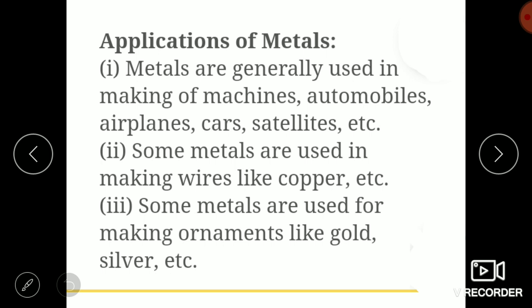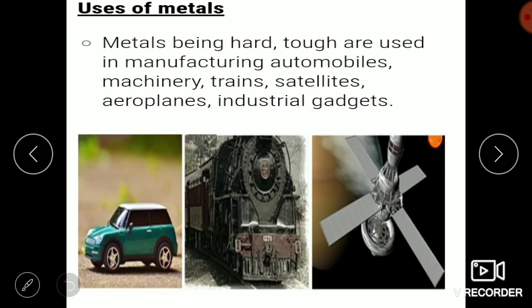Now we'll see some applications of metals. Metals are generally used in making machines, automobiles, airplanes, cars, satellites, etc. Some metals are used in making wares like copper, aluminium. Some metals are used for making ornaments like gold, silver, platinum, etc. Now let's elaborate on these applications of metals.